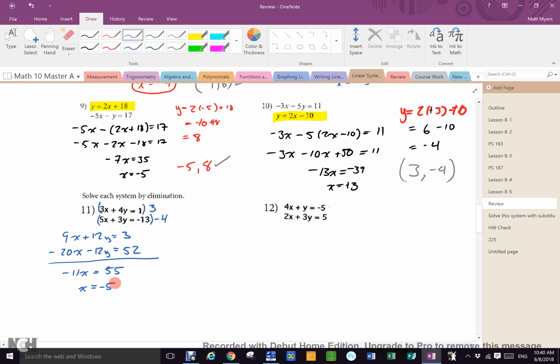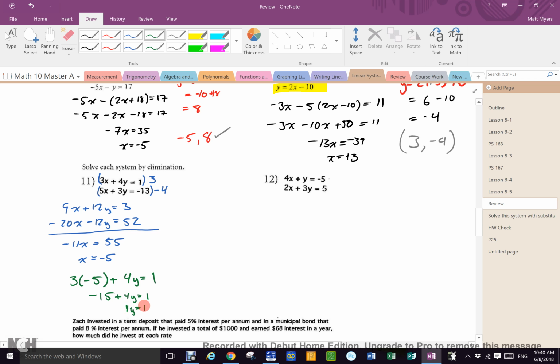Now, what can I do with that? Anywhere I see an x, I can plug that in. So, 3 times negative 5 plus 4y equals 1. Negative 15 plus 4y equals 1. 4y equals 16. Y equals 4. And my ordered pair is negative 5, 4. And of course I check it. Negative 15 plus 16 is 1. Negative 25 plus 12 is negative 13, and I'm right.